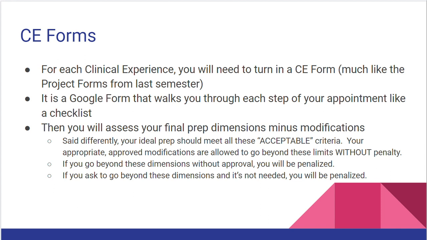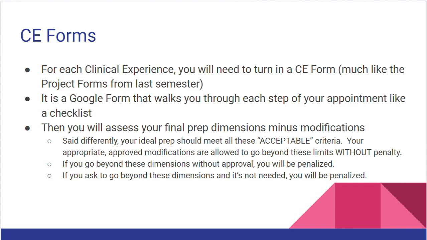Part of the CE form, though, is an assessment of your final prep dimensions minus any modifications. And so this is maybe a little confusing, but the acceptable criteria is what we're aiming for. We'll look at these numbers here in a second. So let's say the acceptable criteria is that your isthmus width is 1 millimeter. But let's say you had decay on the facial wall of your isthmus and you were approved for modification to move that facial wall 0.5 millimeter. Now your acceptable criteria is technically 1 plus 0.5, because that was approved for you.